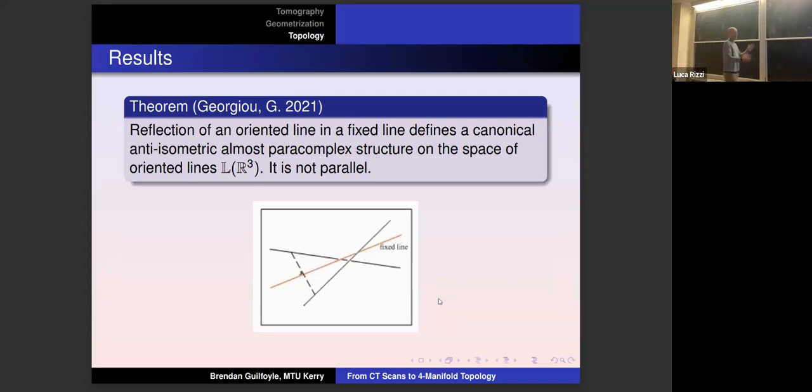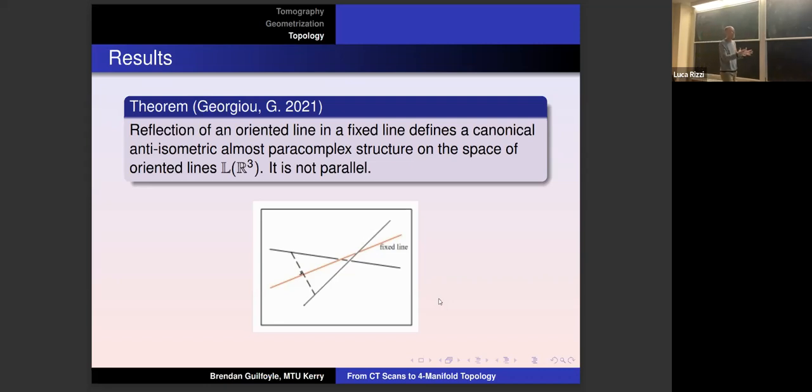So if you take an oriented line and you take another oriented line and you reflect one line in the other, so you just drop a perpendicular, so you have this fixed line, and you take this line here and you go perpendicular and just the same distance each side, you get a mapping which takes this reflection in the line, and reflection in the line already gives you an almost paracomplex structure on the space of oriented lines.